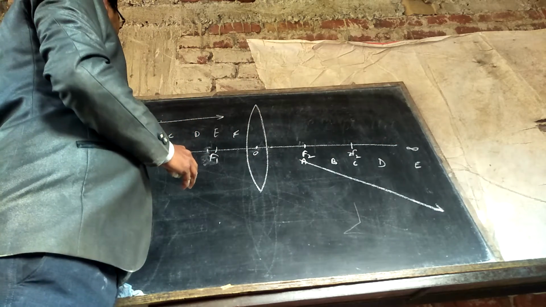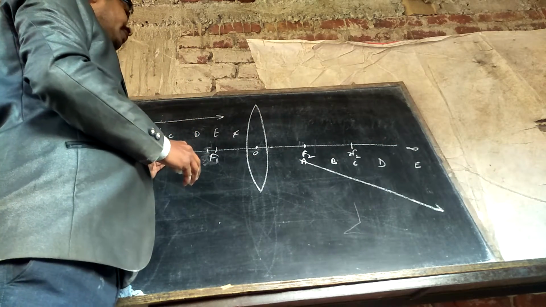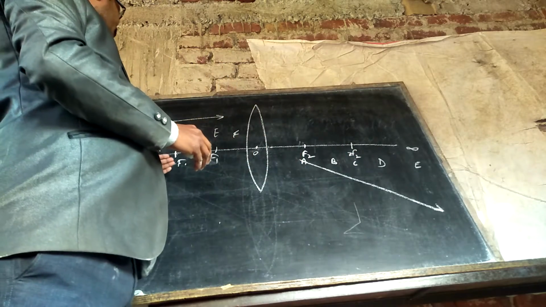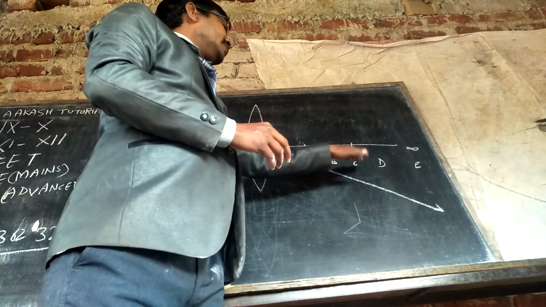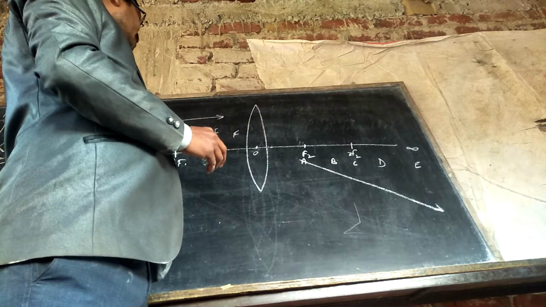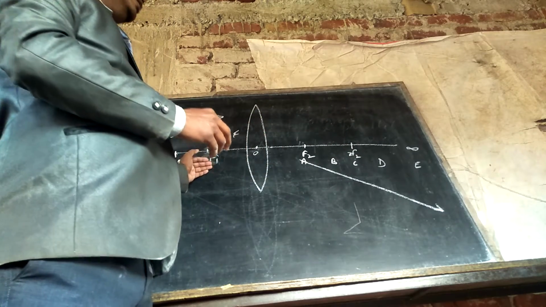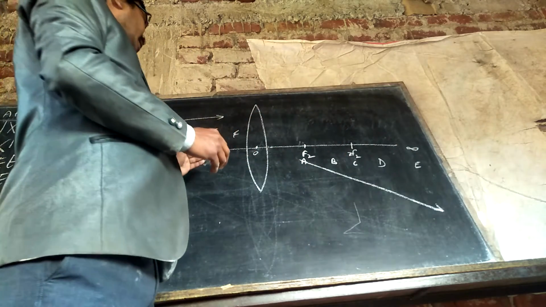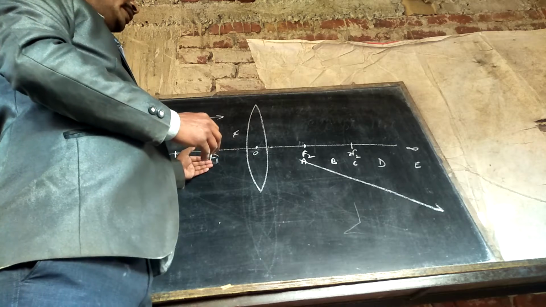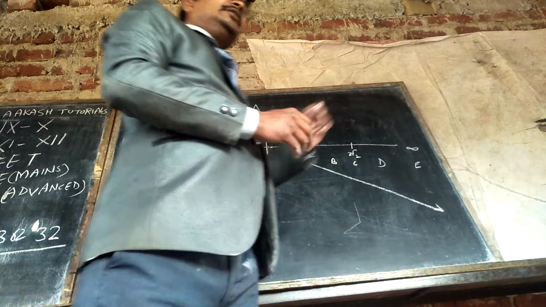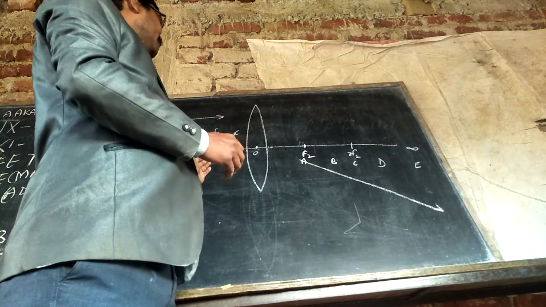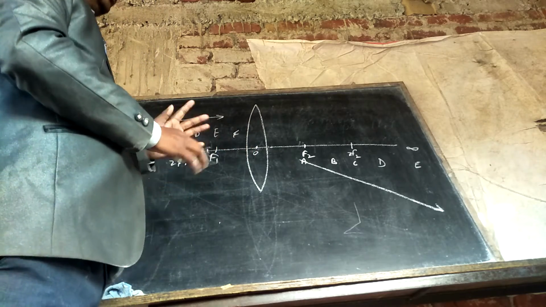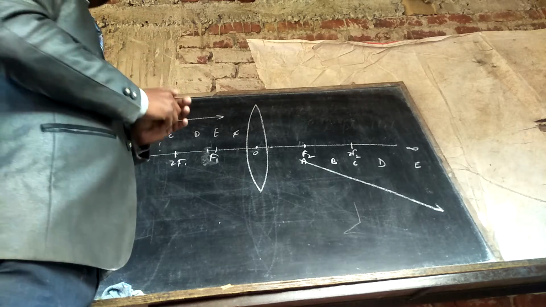It means had the object been between infinity and 2f1, the image will form between f2 and 2f2. Had the object been at 2f1, the image will form at 2f2. Had the object been between 2f1 and f1, the image will form between 2f2 and infinity. Had the object been at f1, the image will form at infinity, and had the object been between f1 and the optic center of the lens, the image will form on the same side. This is the position of the image.